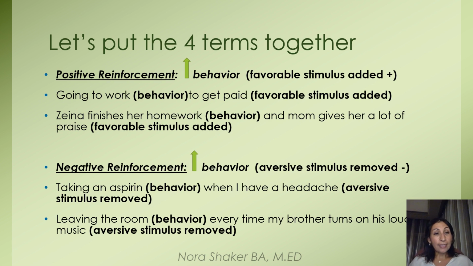Next example is Zaina finishes her homework and mom gives her a lot of praise. So the behavior of finishing the homework is going to keep increasing. We want to increase Zaina finishing her homework. We want that behavior to keep repeating. So mom has added a stimulus, a favorable stimulus, something good to the environment, which is her praise, to make sure that Zaina keeps doing her homework and to make sure that in the future that behavior increases.